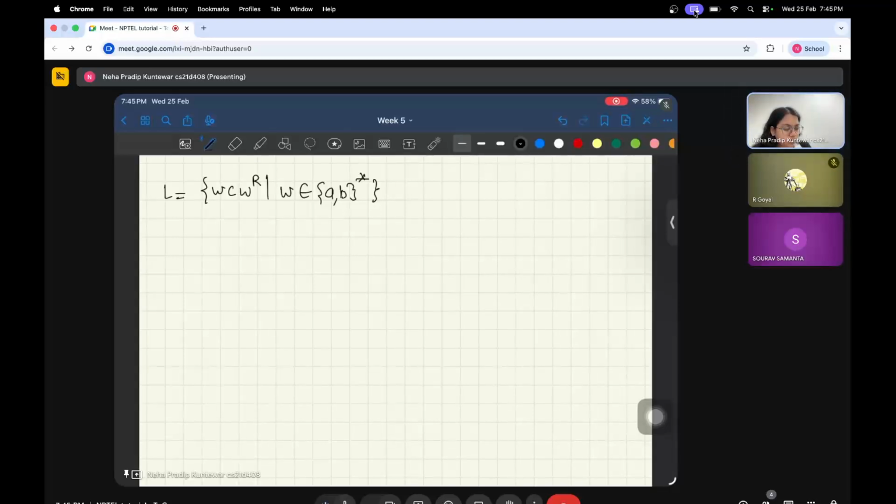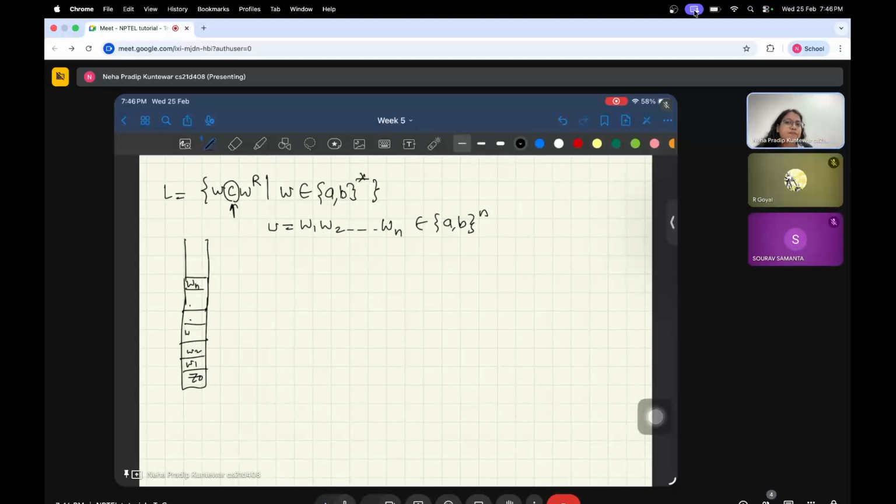Sure. So the idea would be that you keep on pushing the elements of W. So this is W, these are basically elements of A B. You keep on doing this, and then when you see a C, you know that the C is telling you that you have reached the middle of W. So when you see a C, you don't do anything. Just skip over that.